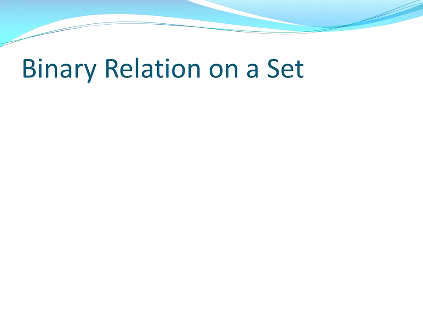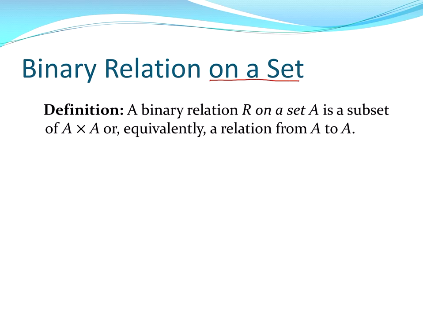Now we have the concept of a relation from a set to itself. We say that is a relation on a set. So here's a definition. A binary relation, call it R, on a set A is a subset of the Cartesian product of A cross A, or it's a relation from A to A.